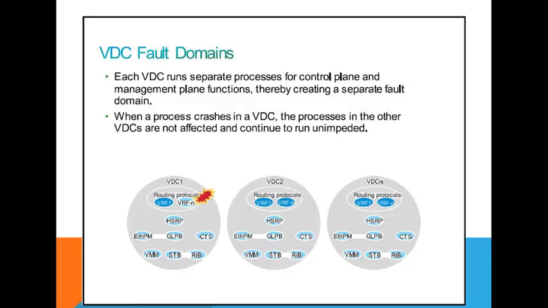As we already saw, there is isolation of fault domain. If some routing protocol fails on one VDC, it is not going to affect the other VDC, because there is isolation between VDCs.